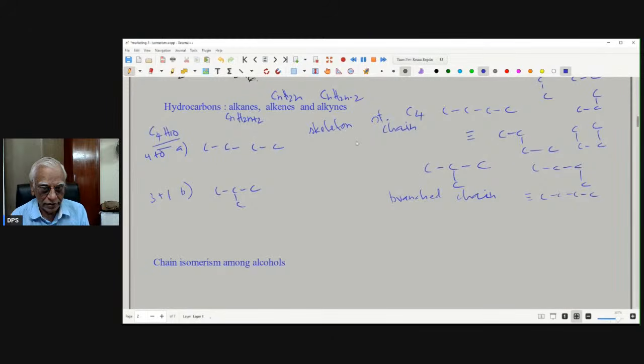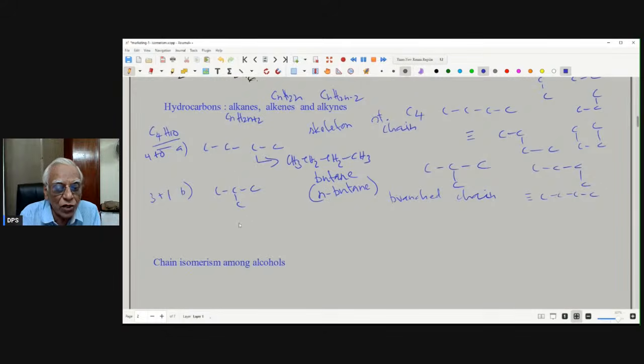Now, the first formula should be represented as CH3, CH2, CH2, CH3. This is called butane. The IUPAC name is butane, and the trivial name is n-butane. N stands for normal, meaning no branching. The other is an isomer of butane, therefore it is also called isobutane, or abbreviated as i-butane. If anything is written as i-butane, it means isobutane.